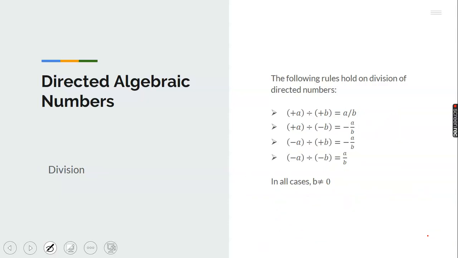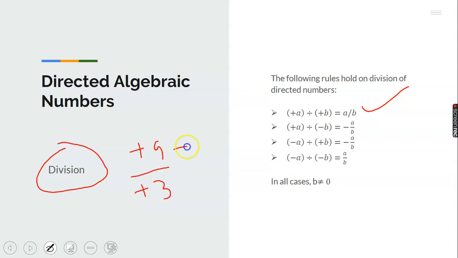Now the next one is directed algebraic numbers with division. Okay. In the case of division, we apply the operation and the sign also must follow. The first one is very simple. You can do that on your own. And okay, let me just make an illustration here for the first one. Let's say you have plus 9 divided by plus 3. This will give you plus 3. Okay, that is for the first one.